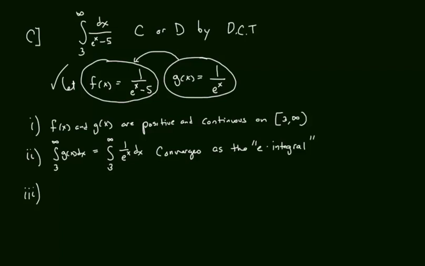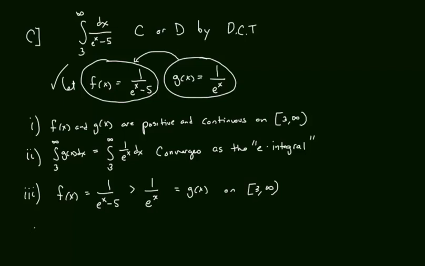The problem here is that f of x, which equals 1 over e to the x minus 5, is actually bigger than 1 over e to the x, which is g of x. And that's true on the interval 3 to infinity. So what would this mean in this problem? It wouldn't mean that it diverges. It would mean we have an inconclusive result.